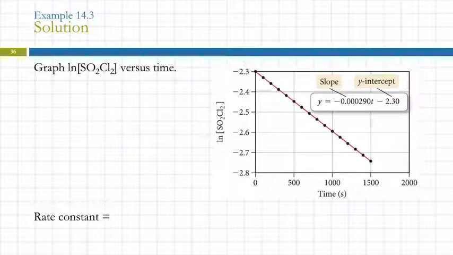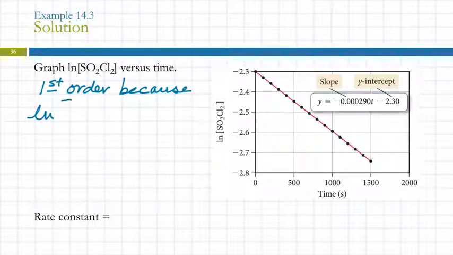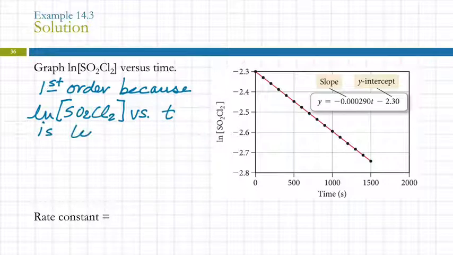Okay, so we've graphed it. The question was asking us to show that this is a first order reaction. Well, if it's a first order reaction, the data should follow along a straight line. Does it? Yes, yes it does. So it's first order because natural log of SO2Cl2 versus time is linear.